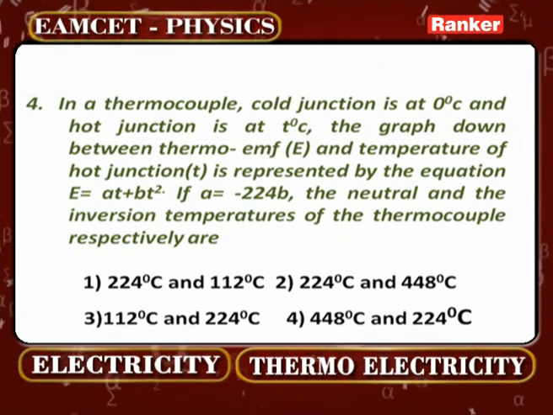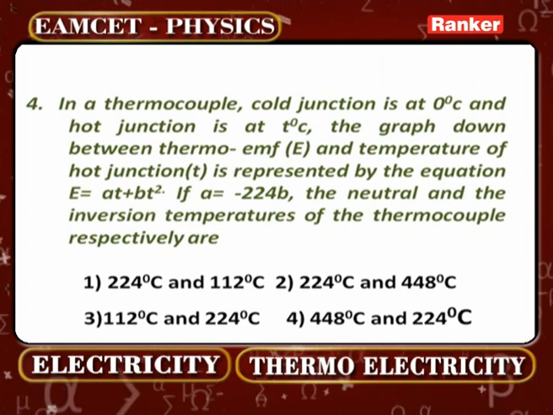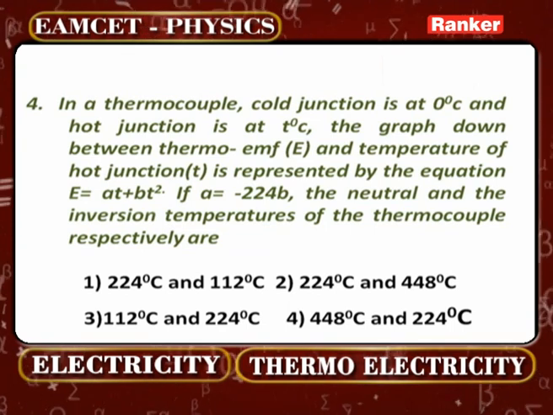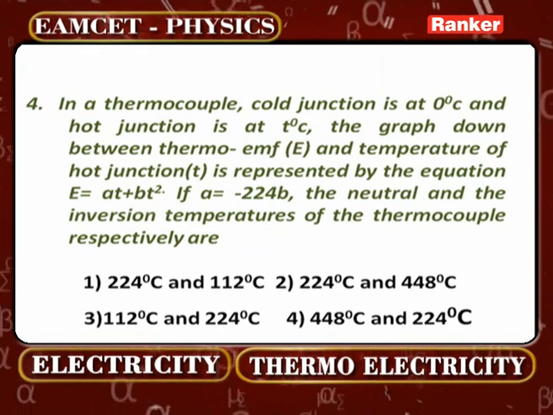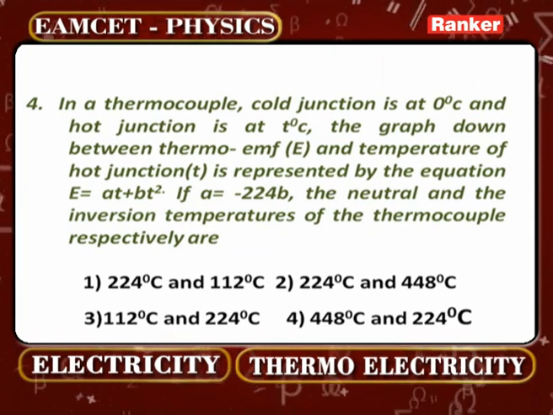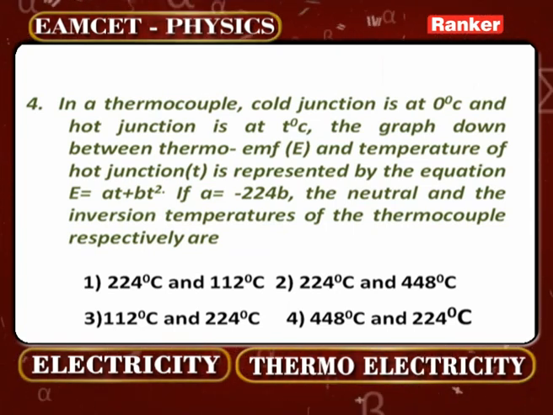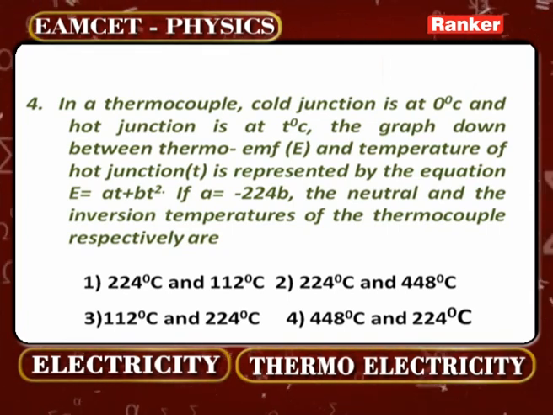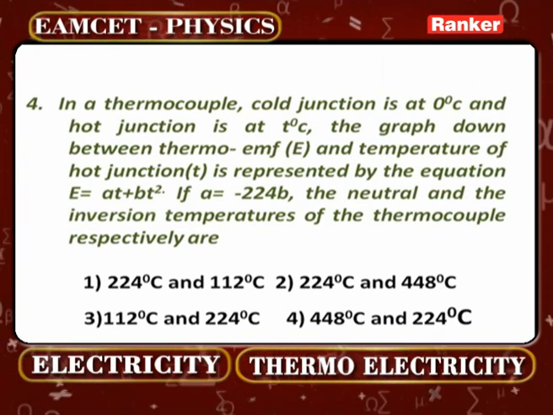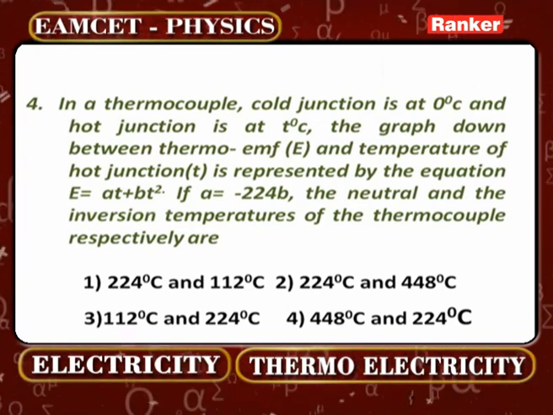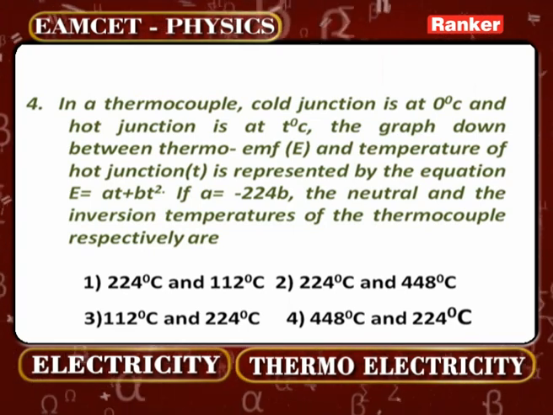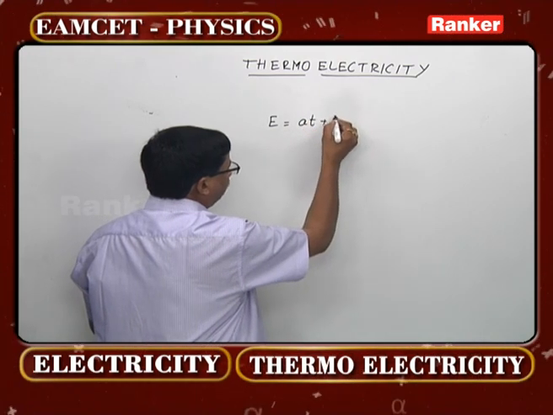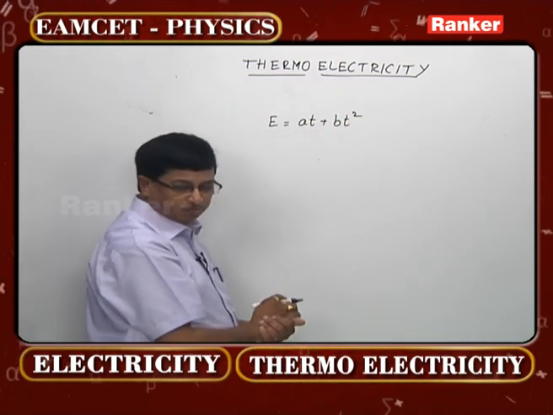In a thermocouple, the cold junction is at 0 degrees centigrade and the hot junction is at T degrees centigrade. The graph drawn between thermo EMF and temperature of the hot junction is represented by the equation E is equal to AT plus BT square. If A is equal to minus 224B, the neutral and inversion temperatures of the thermocouple respectively are. This question has also been given in previous EAMCET papers. So if you look at the equation given, E is equal to AT plus BT square.